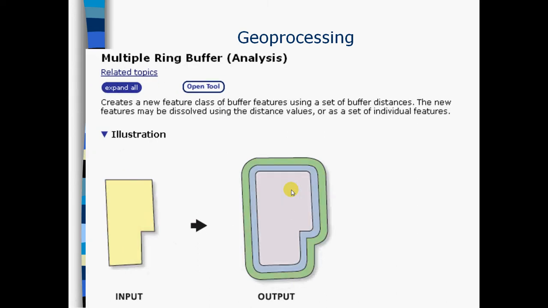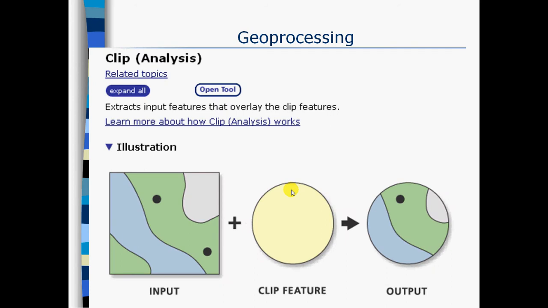It's possible as well in a single operation to create multiple buffers around one or all of the features in a data set, and the distances of each buffer can be defined in various ways, from a file, by typing them in, etc. So multiple ring buffer analysis is a possibility.